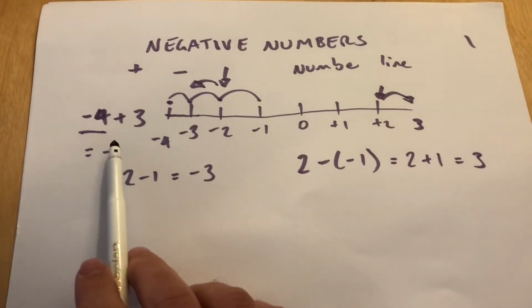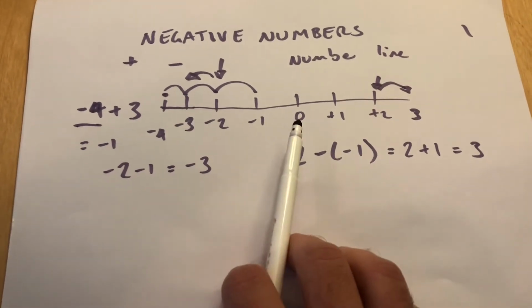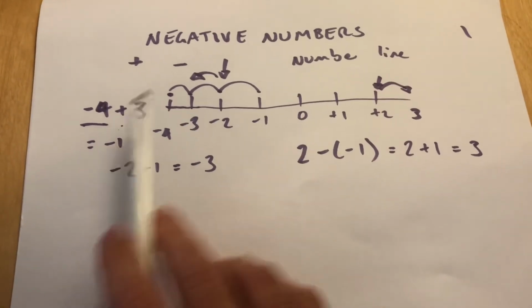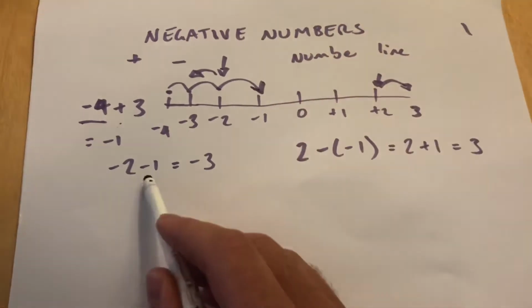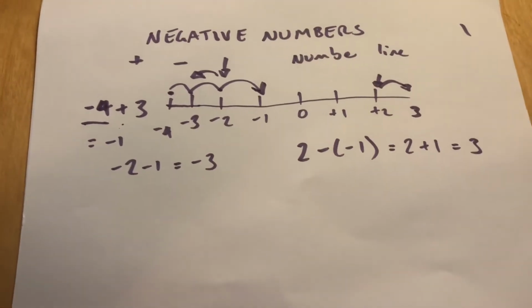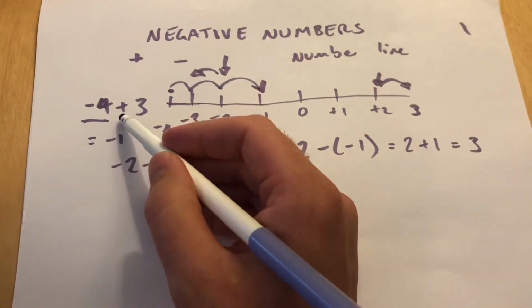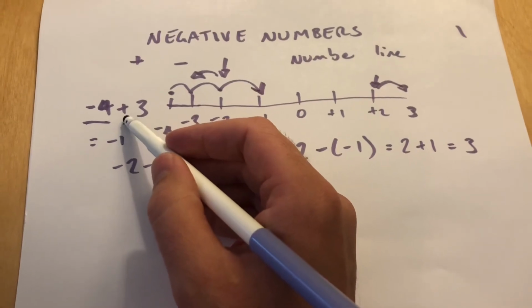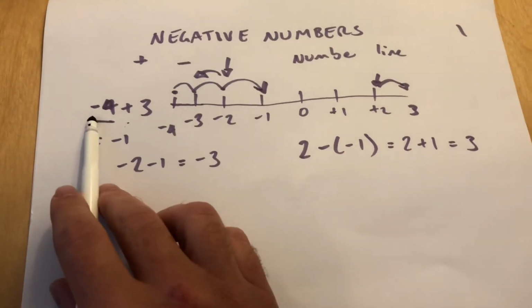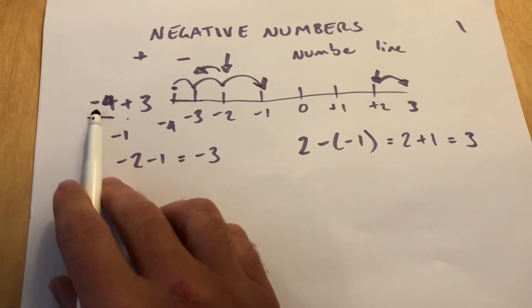And as you can see, the movement was always in different directions there. I'm adding 3, so I'm moving to the right there. I'm taking away 1, so I'm moving to the left. So in fact, that sign there is more the action, whereas the sign there is the value of that number.